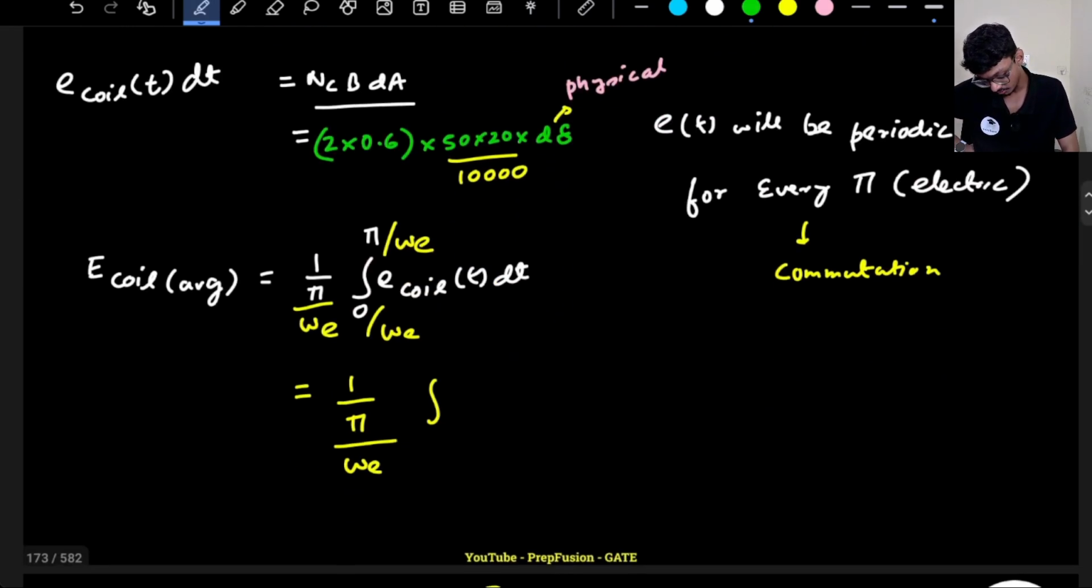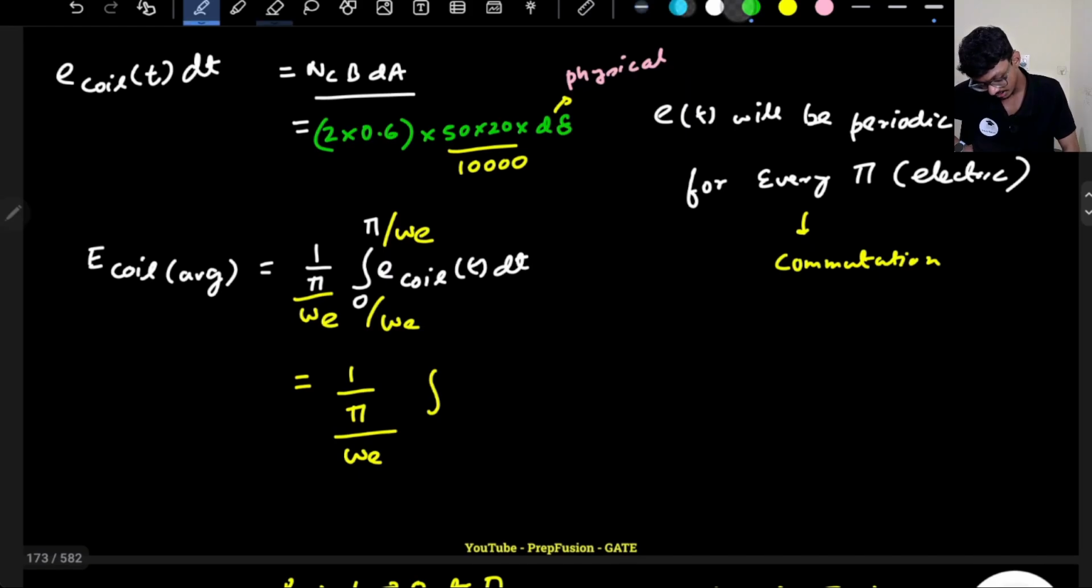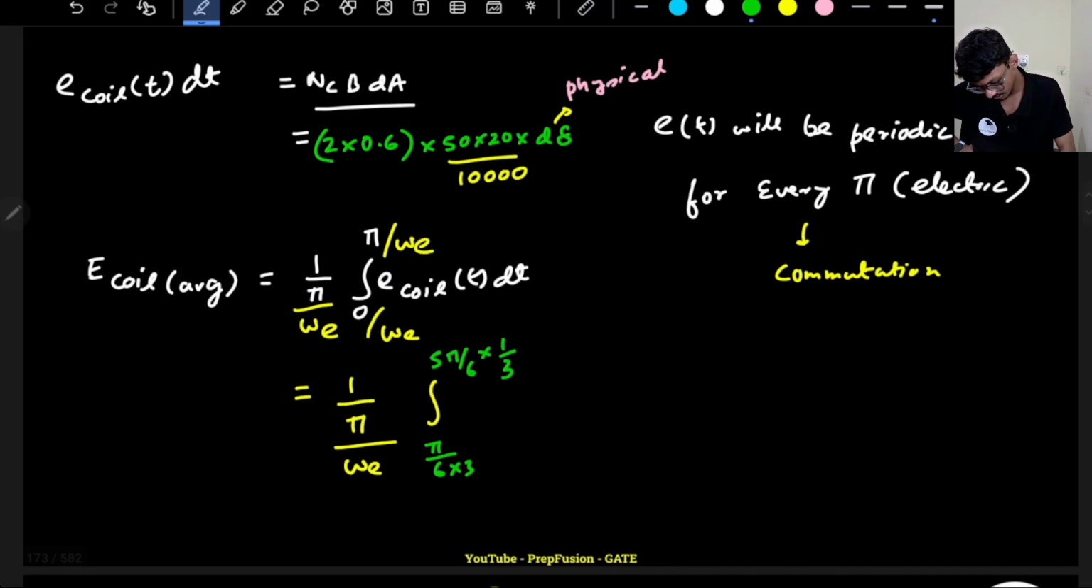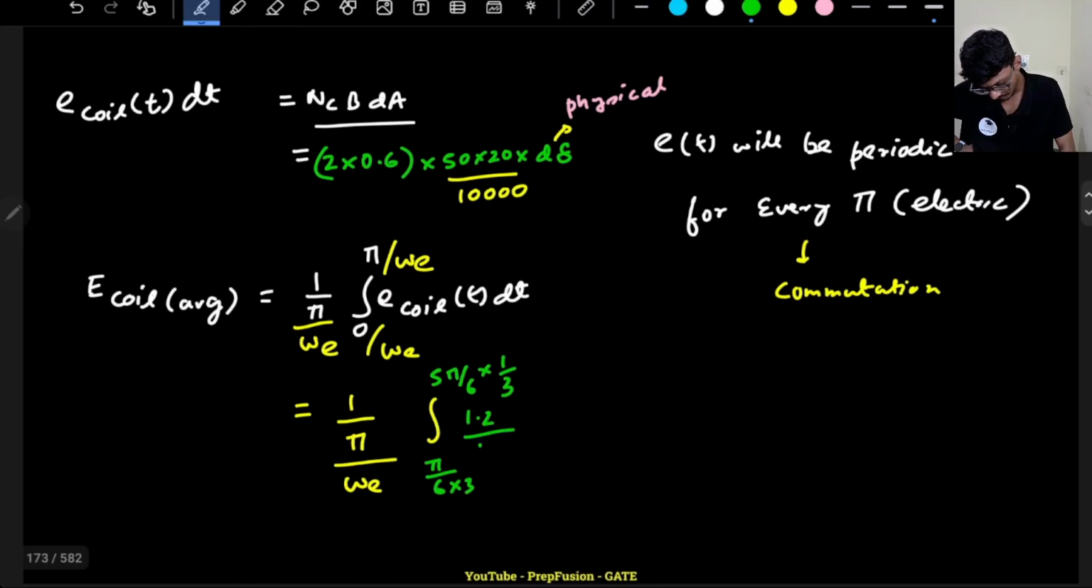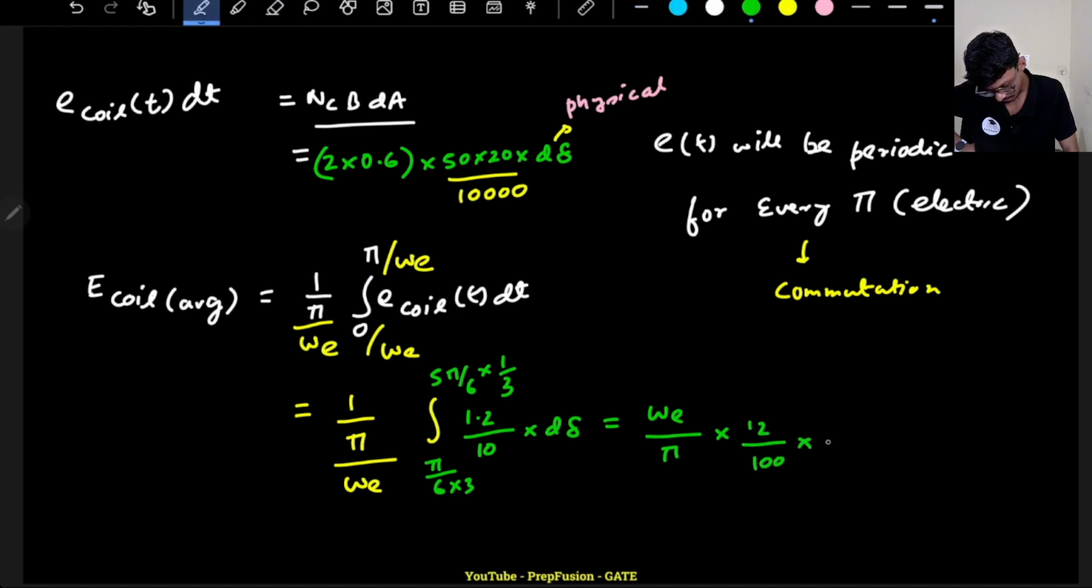So 30 degree electrical, but what about mechanical? Mechanical will be 30 divided by 3. If I want to convert this into radians, pi by 6 divided by 3, right? Here it will be 5 pi by 6 divided by 3 into this value 1.2 divided by 10 into d delta. Let me write it neat and clean. So this will be omega e divided by pi into 1.2, so 12 by 100 into 1 by 3. I can take common 5 pi by 6, minus pi by 6, so this will be 4 pi.